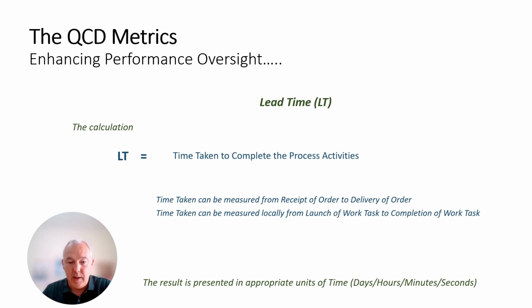So if we're looking at the business level, we may well measure the total time taken from order receipt to the delivery of the parts to satisfy that order. If we're working in a lower level production area or department, we'd probably measure the time taken from the launch of a particular work activity through to its completion. The units we'd use there would be entirely dependent on the nature of the activity. If we're involved in, say, shipbuilding, we might be measuring in weeks or months. If we've got a transaction that's exceedingly quick, we may be measuring in seconds or minutes.